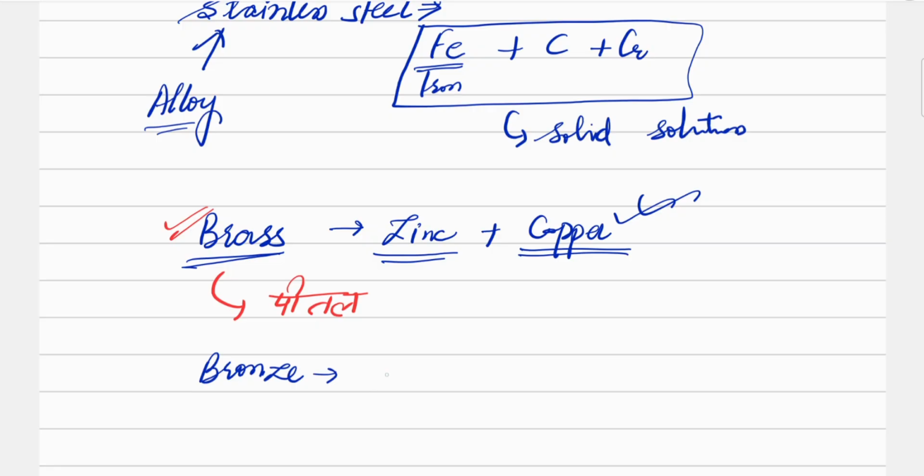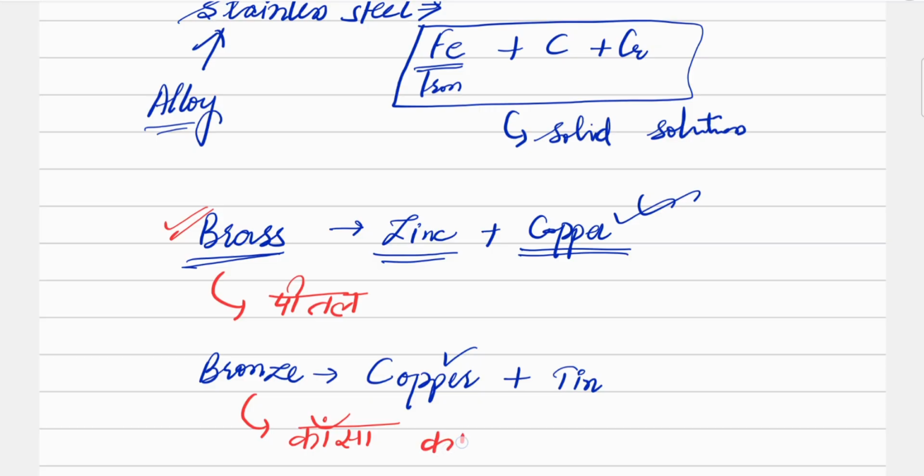and bronze, surprisingly once again, the major metal is copper over here, about 80 to 90%, and then there is tin. Okay, tin is present. And bronze, what we call it in Hindi, we call it kansa, kansya. Few different names of bronze.